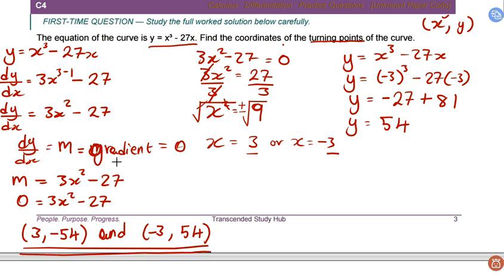So remember, first find your dy over dx. Thereafter you make x the subject, knowing that m, which is the gradient, is equal to 0. And thereafter you have to find the y coordinates, because in coordinates you're supposed to have x and y.